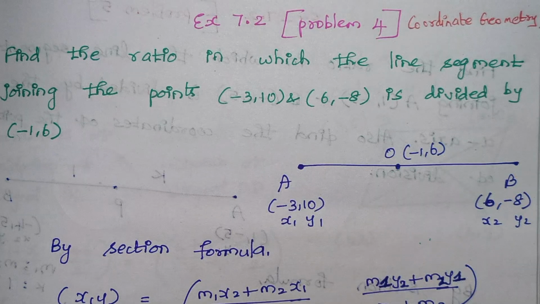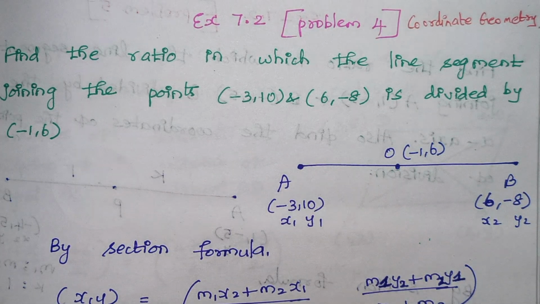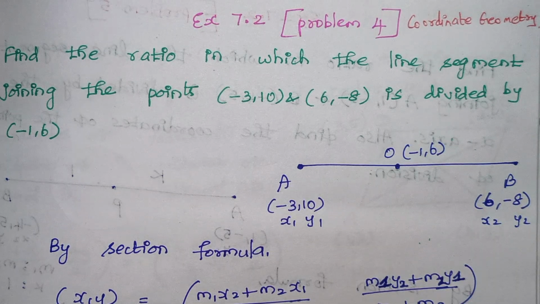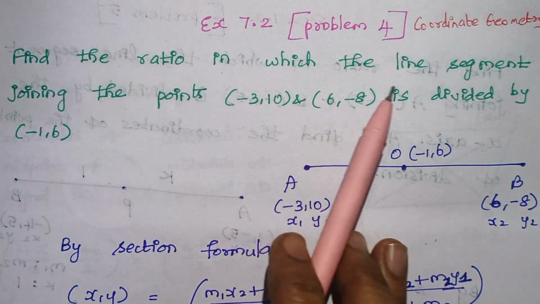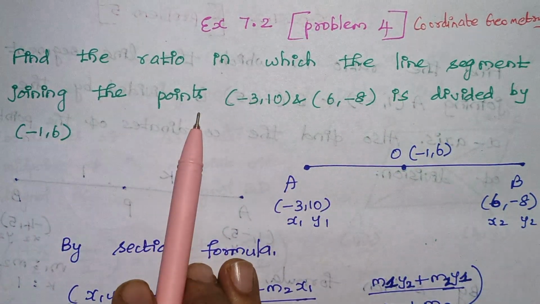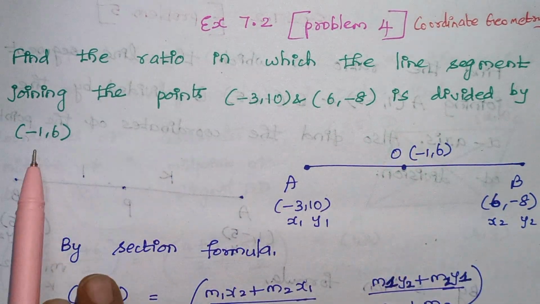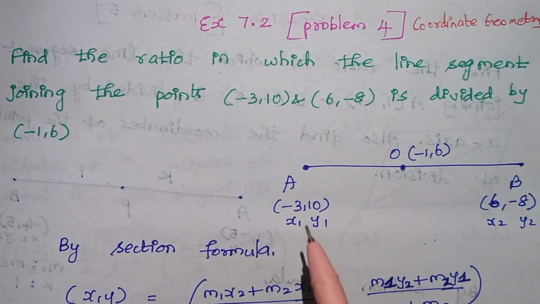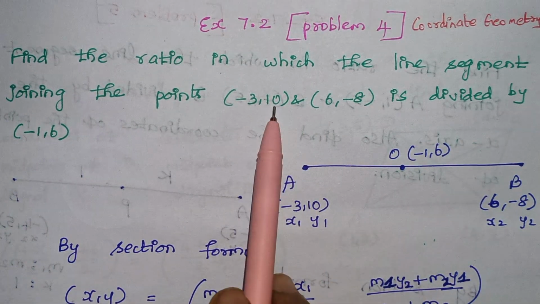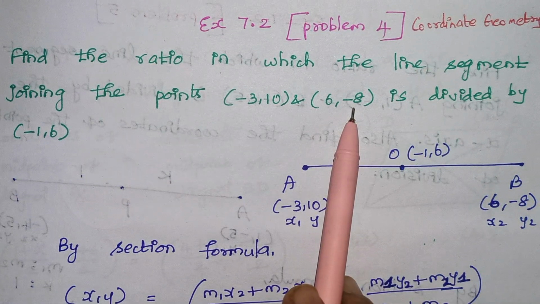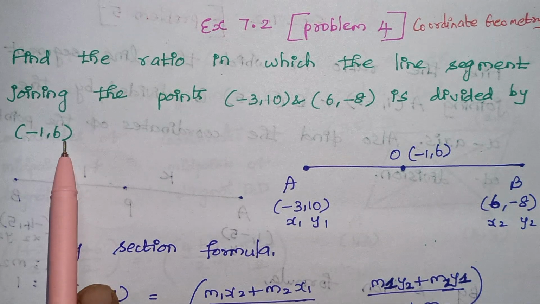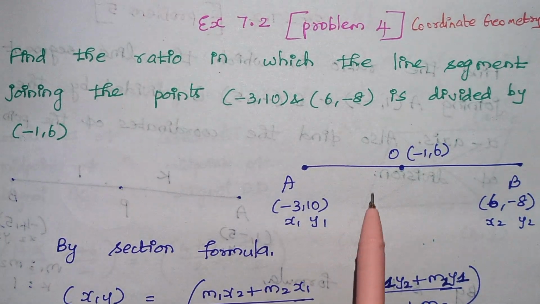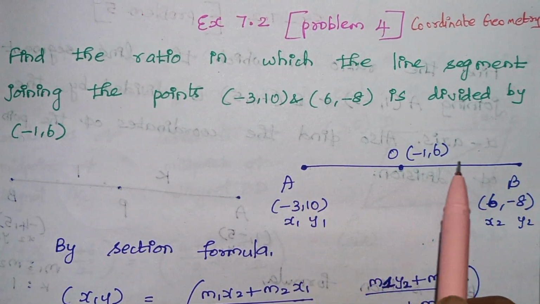Today we are going to solve problems 4, 5 and 6 in exercise 7.2 in chapter Coordinate Geometry. The problem is: find the ratio in which the line segment joining the points is divided by this. That is, we have 2 points, right? These 2 points are divided by another point, minus 1, 6. So we have to find in what ratio this line AB is divided.